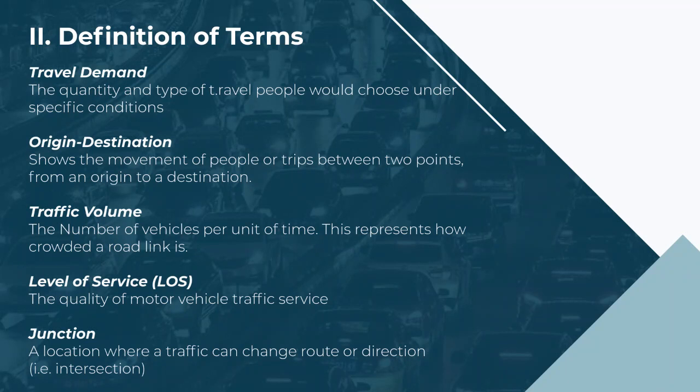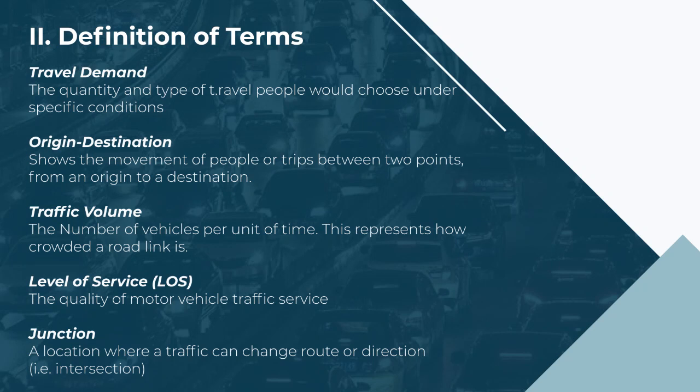To preface, these are the common terms that we will encounter throughout this presentation. Travel demand is the quantity and type of travel people would choose under specific conditions. For example, for short distances, people tend to walk, or for long distances, people tend to travel by car. Origin destination is a movement of people or trips between 2 points from an origin to a destination.